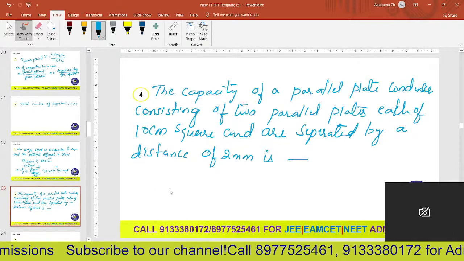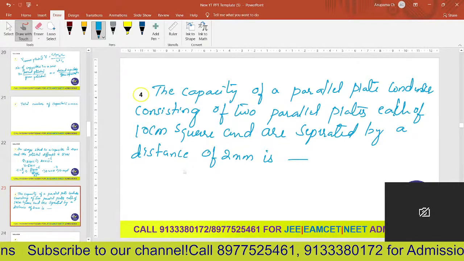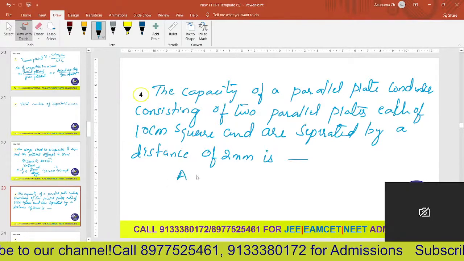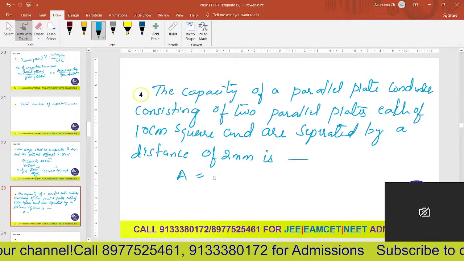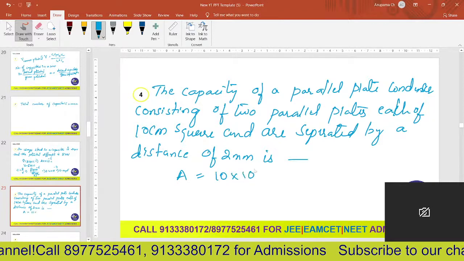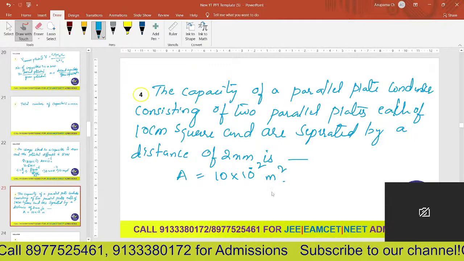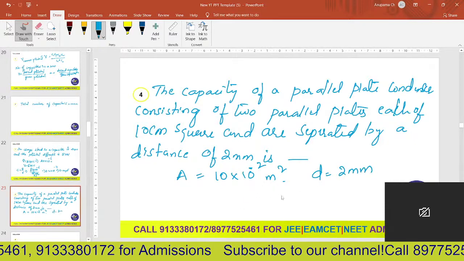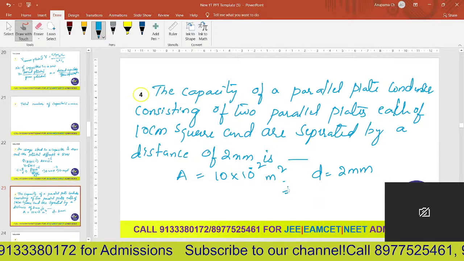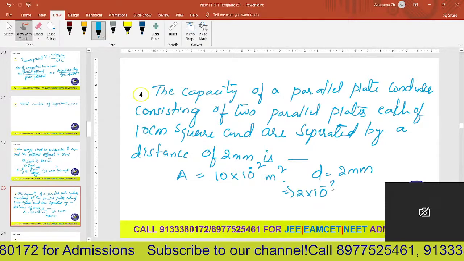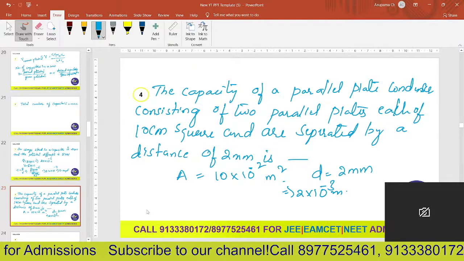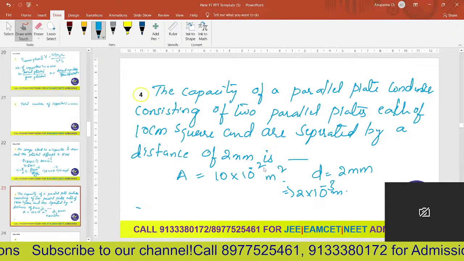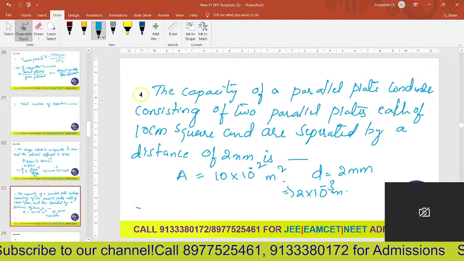So if you convert centimeters, A is equal to what you will get, 10 into 10 power minus 2 meter square, isn't it, right? And d is equal to 2 mm. He gave, that is 2 into 10 power minus 3. That is two parallel plates, each of 10 centimeters square.